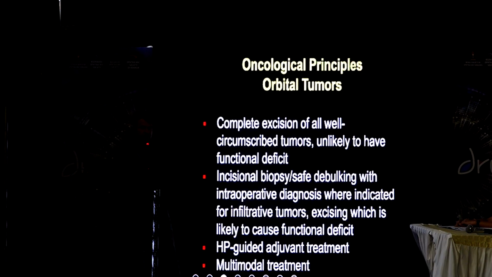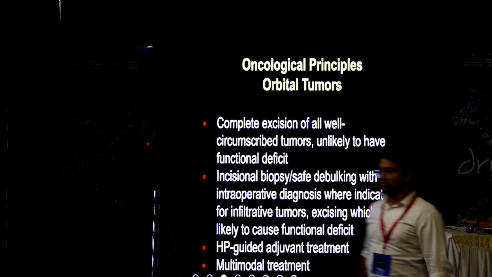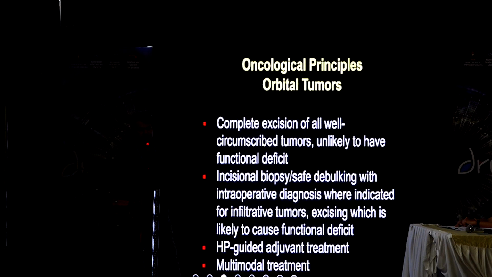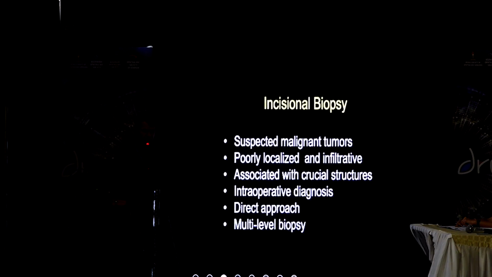As far as the orbital tumors are concerned, the oncological principles are complete excision of a well-circumscribed tumor, irrespective of what you think is the diagnosis. So if the tumor is well circumscribed and it is not related to any of the crucial structures in the orbit, then you should aim to completely excise it. There is no role for an incisional biopsy in a well circumscribed tumor. But if a patient has an infiltrative tumor where you cannot completely excise without causing functional deficit, then you should do an incisional biopsy, and the way to do incisional biopsy has also been established.